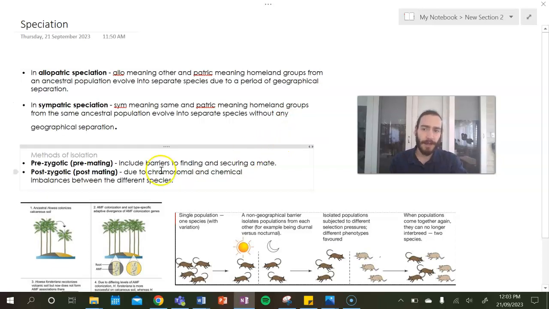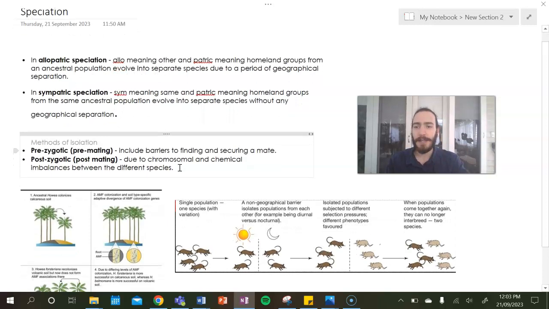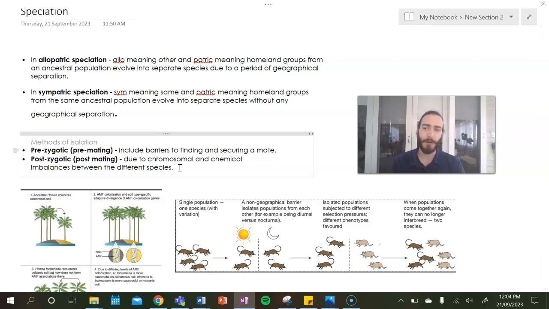Now, before we get on to that, I want to highlight this because this is a real point of misconception. That is our methods of isolation. So you can get prezygotic or postzygotic, which basically means pre-mating or post-mating. Prezygotic includes pretty much everything temporal, geographical, anything like that. That's all barriers to finding and securing a mate. So you're preventing those gametes from even coming into contact with each other. That covers most of our examples.